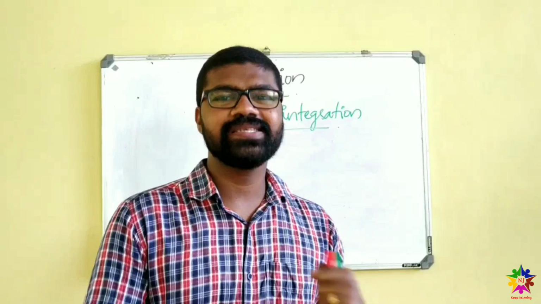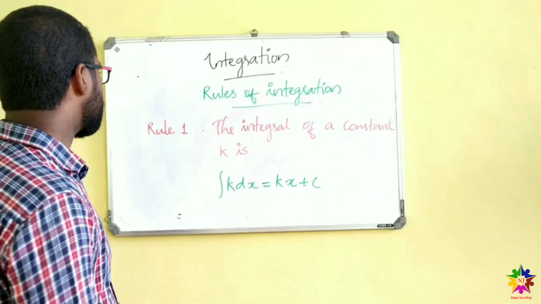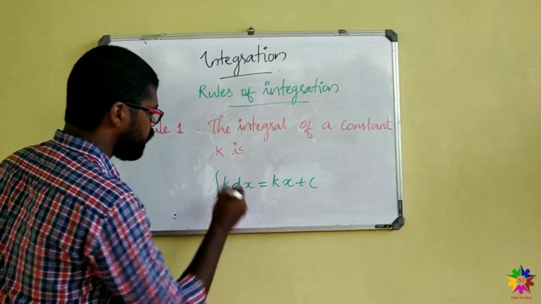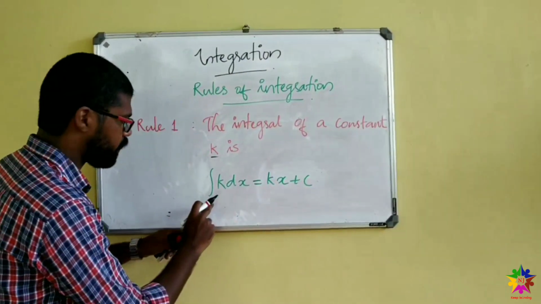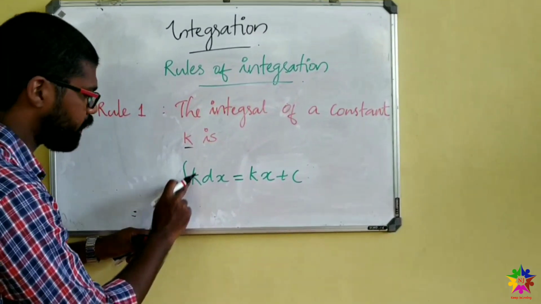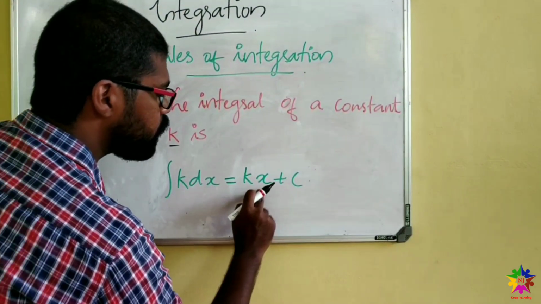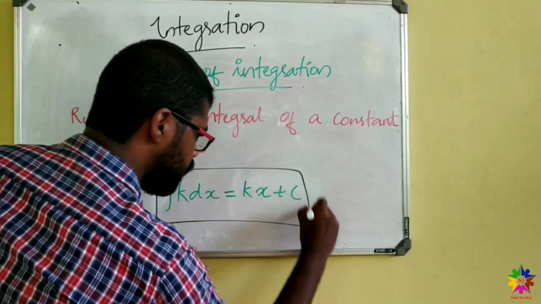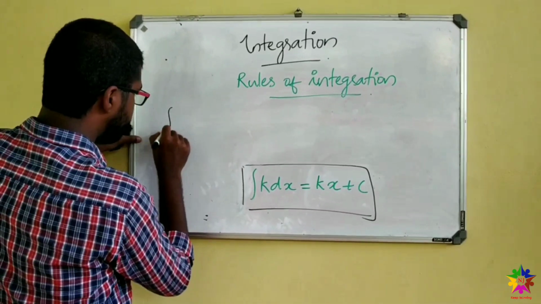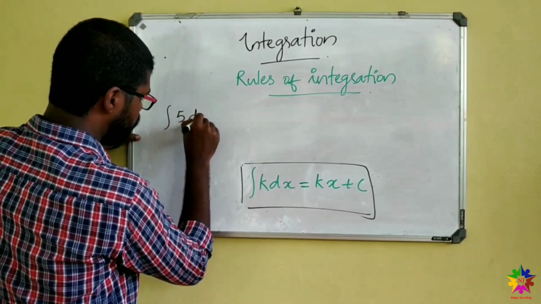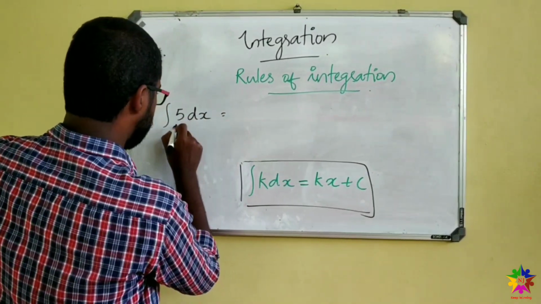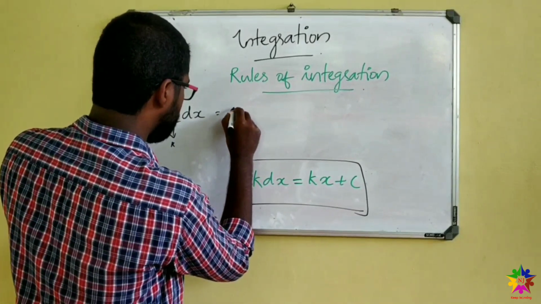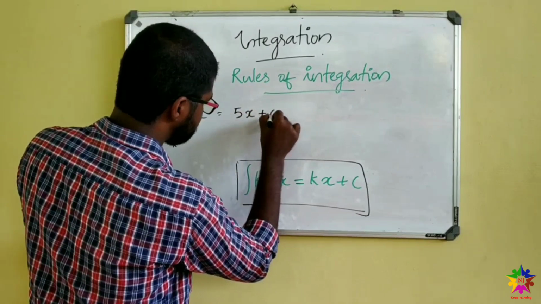So friends, let us see the rules of integration. Let's see the first rule, rule number 1. The integral of a constant k: the indefinite integral of k dx is equal to kx plus c. Let us see an example. Integral of pi dx. Pi is a constant, so by the first rule we get pi x plus c.